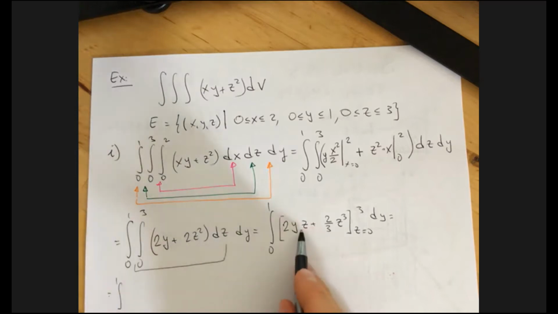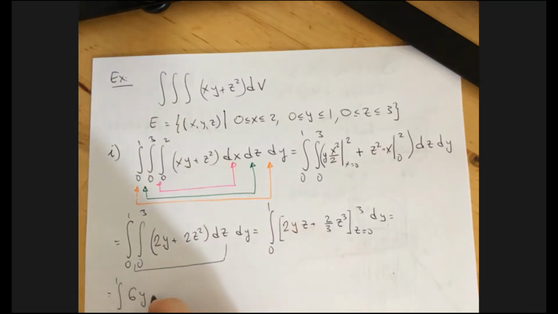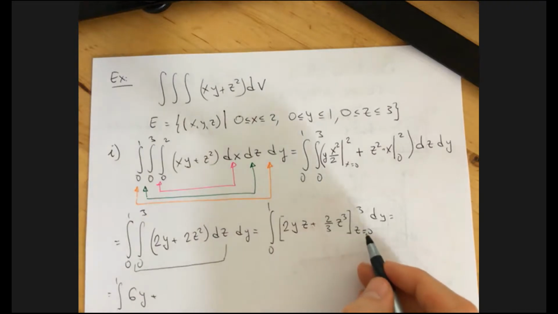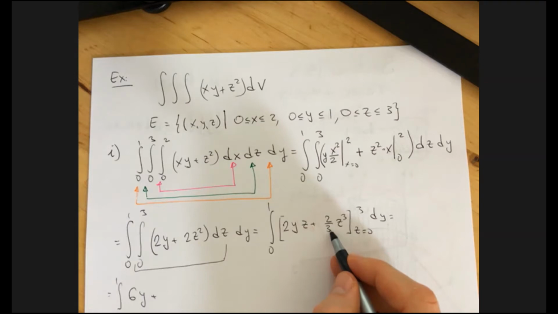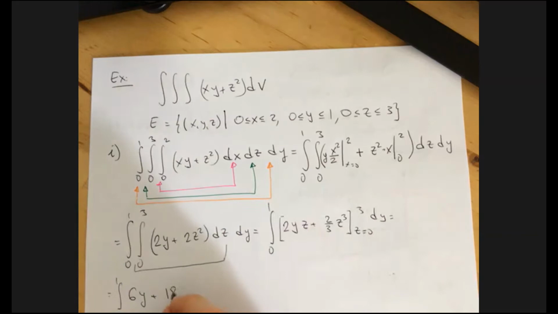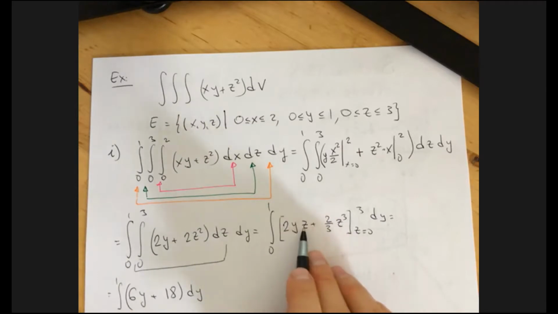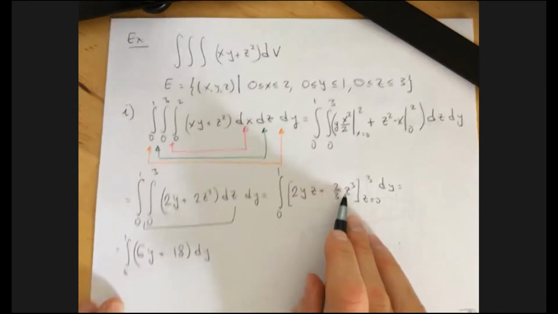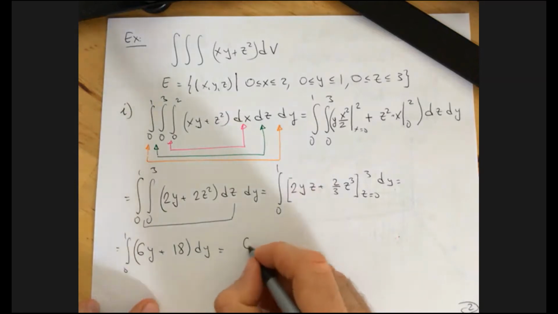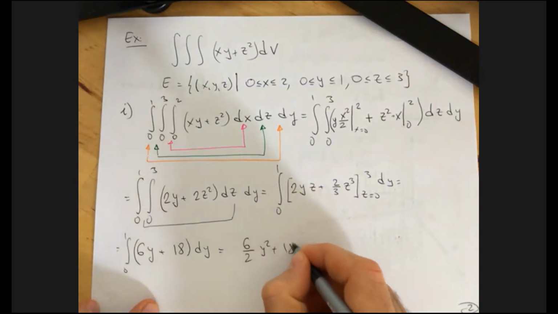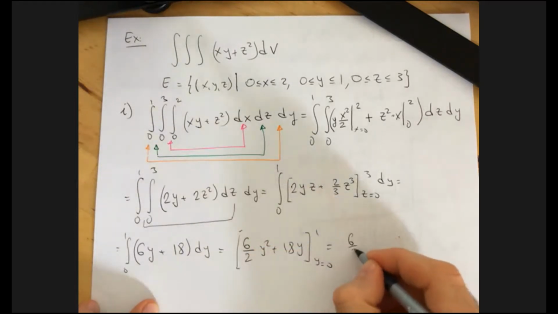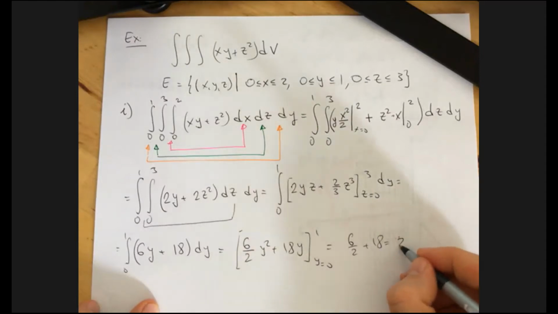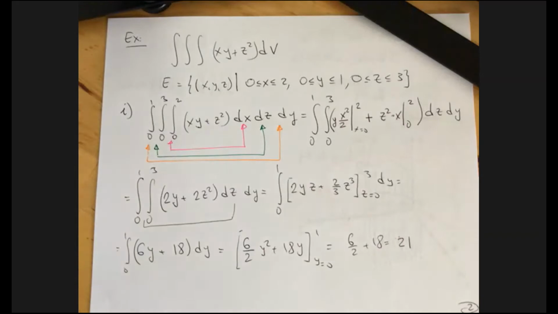which gives me the integral of 3 times 2 is 6y, plus 3 cubed is 27. 27 divided by 3 is 9 times 2, 18, plus 18 dy. Right? When you plug in 0, everything just becomes 0 because I have z here and z here. And finally, this is 6 over 2 y squared plus 18y, and then y goes from 0 to 1. So this is 6 over 2 plus 18, and that's equal to 21. Okay?